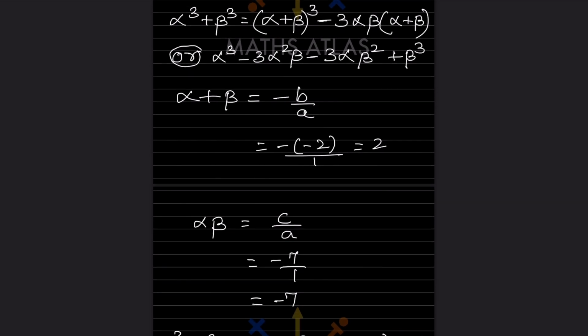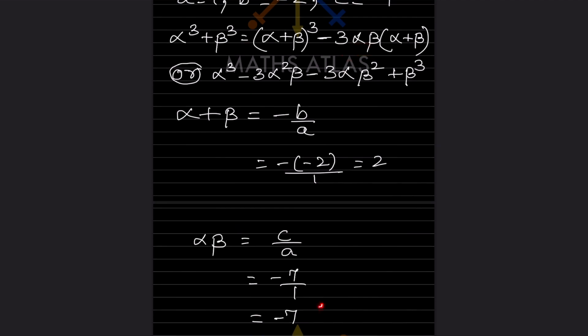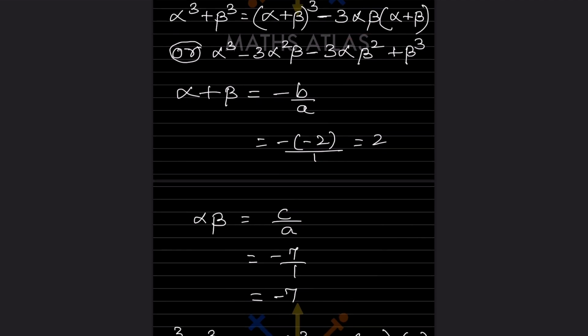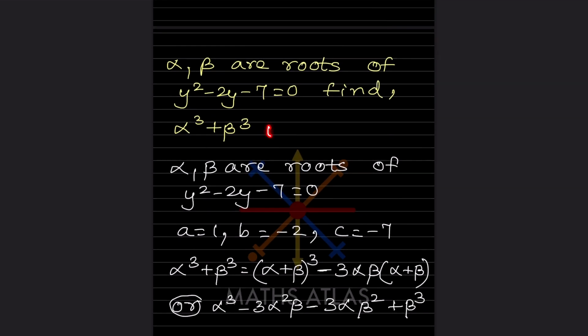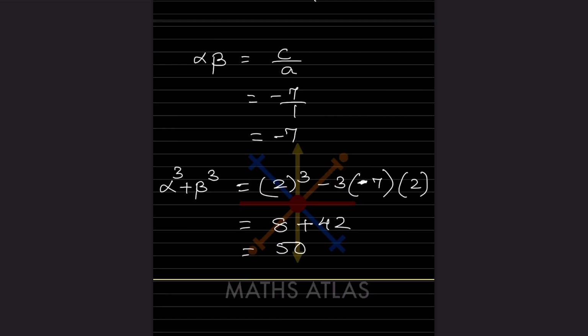Yeah, so here this is alpha plus beta cube, that is 2 cube, minus 3 alpha beta, that is minus 3 into minus 7, there's minus 7 over here, and alpha plus beta, that is 2. So now what will you get here, 2 cube, that is going to be 8, and here minus minus becomes plus. So here what do you get, 21 multiplied by 2, that is going to be 42. So your answer is going to be 50. So hope you got this. That is what they have asked for, alpha cube plus beta cube. So the value is 50.